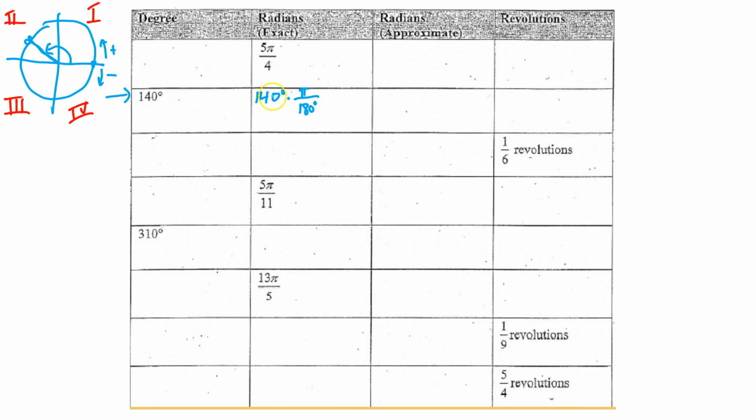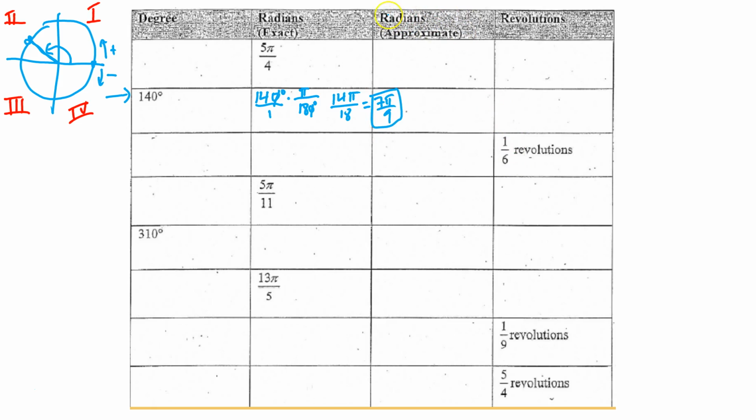I can put the 140 on top because that's 140 over 1. So I can have 140 pi over 180. I can get rid of the zeros on the top and bottom just by dividing by 10. So I have 14 pi over 18. And I think we can divide those both by 2 to end up with 7 pi over 9. So 7 pi over 9 was the goal for that first one.